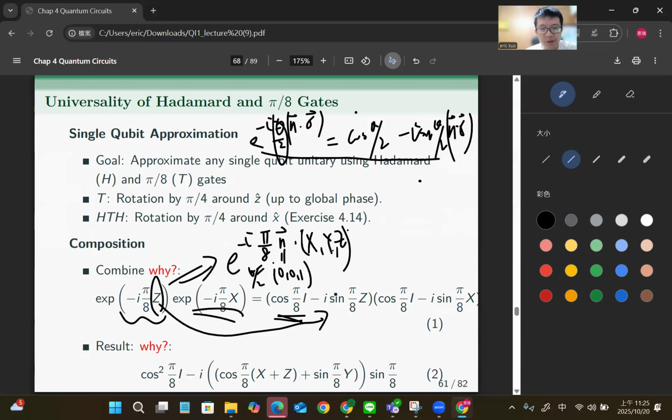And similarly, this is just cosine pi over 8 identity minus i sine pi over 8 x. Okay, so these are two rotations. And you just expand it, right? So you get cosine squared pi over 8 minus i of cosine pi over 8 x and the z, and also z times x, right? So remember that y is i x z. Okay, so after you do some combination, you get cosine squared pi over 8 minus i of this guy times sine pi over 8.